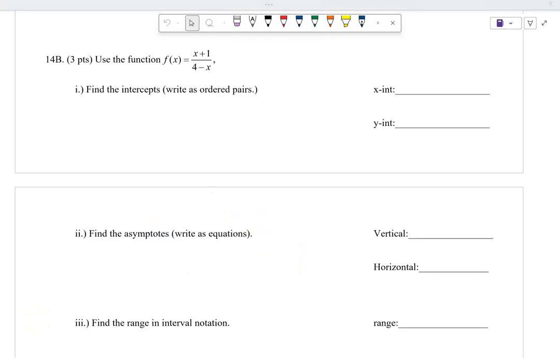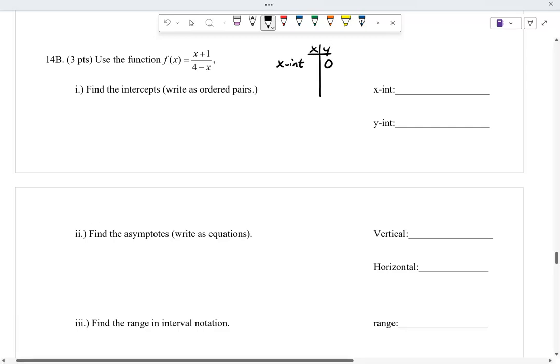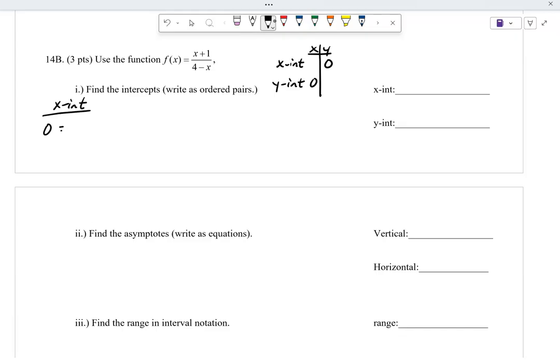All right, number 14 here, we've got this rational function, f of x equals x plus 1 over 4 minus x. Find the intercept. So if you remember, when we're finding our x-intercept, we always let y be 0. To find our y-intercept, we're going to let x be 0. So let's go ahead and find our x-intercept here by letting y be 0. That's our f of x.